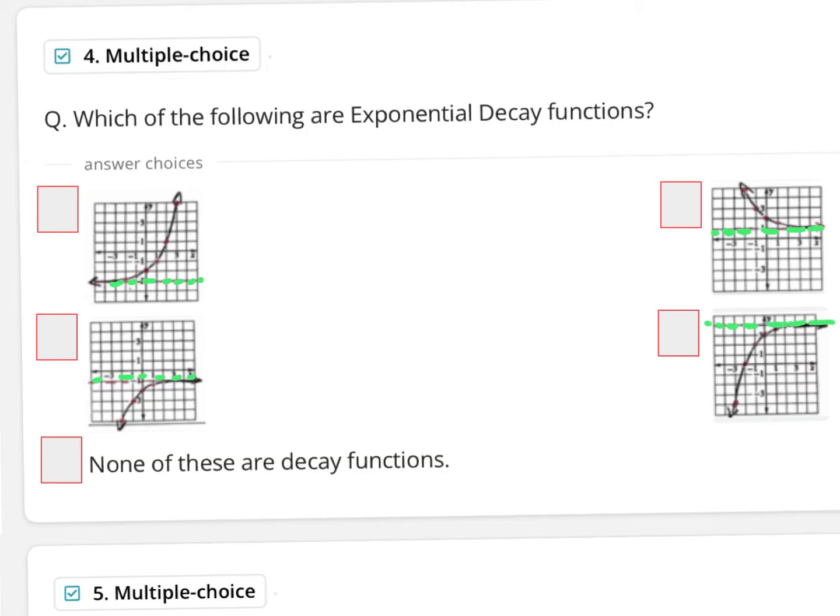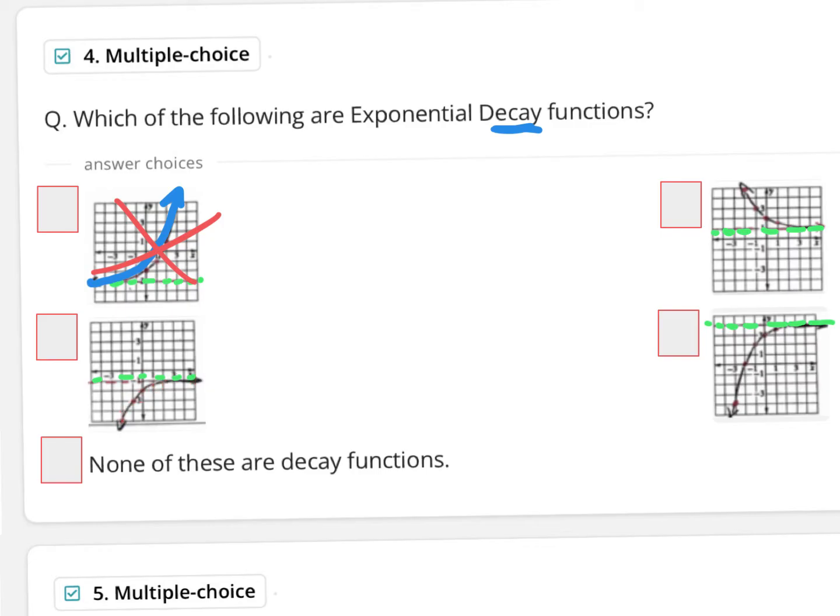Asymptote is up here. So from left to right, this one grows away from that asymptote. That's a growth function, and we are looking for decay functions, so this one's definitely not it. This one right here, from left to right, it decays towards the asymptote, right? It decays towards the asymptote.